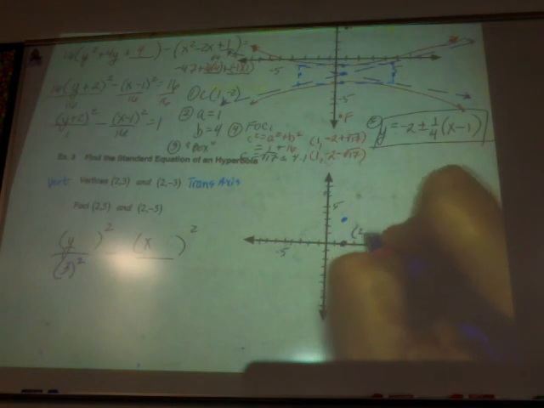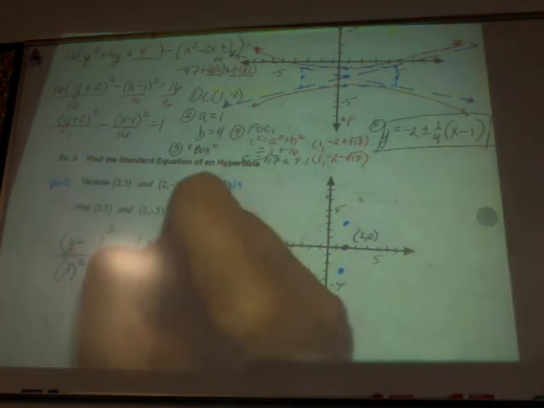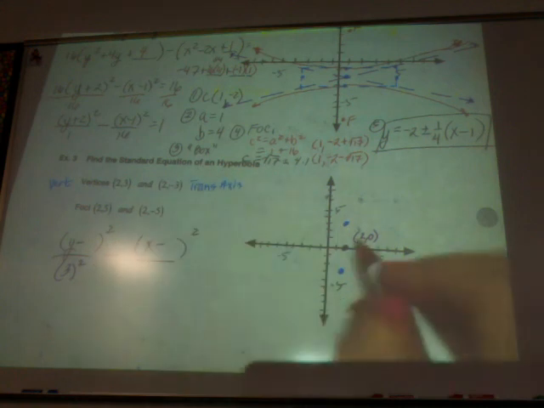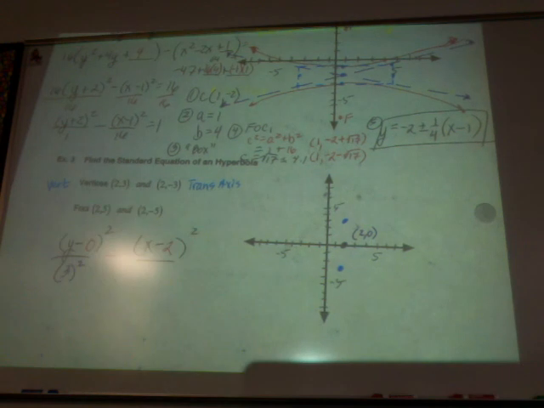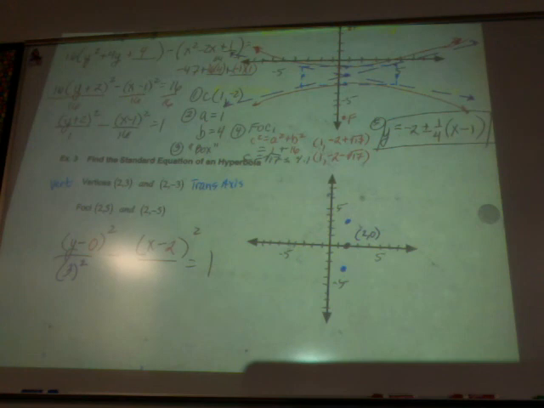2, 0. So doesn't that mean that I'm going to put in here a minus and a minus? I'm going to put in my center, my x value is 2, so 2 goes here, and my y value is 0, 0 goes there, because they flip around, right? Because the x has to go to the x, the y has to go to the y. And then this is going to be equal to 1, right? What am I missing? C, right? Or, sorry, C, B.